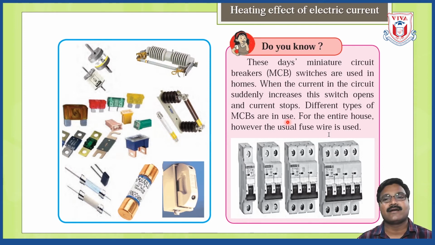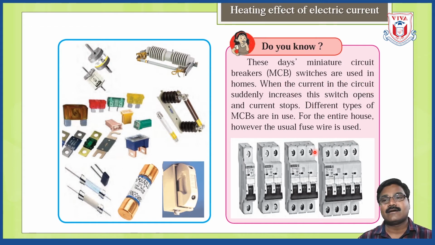As soon as a high current flows in a circuit, the fuse wire melts and breaks the circuit and any mishap is avoided. Similarly, like a fuse wire, some miniature circuit breakers are also used. Here in the picture, the fuse is like this. This is also a fuse, this is also a fuse. These are all types of fuse, and here in this figure, the miniature circuit breaker, also called MCB, switches are used in homes.